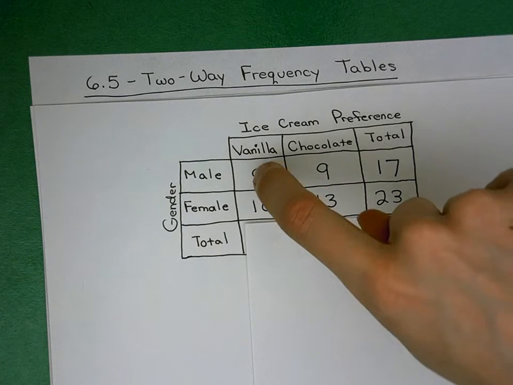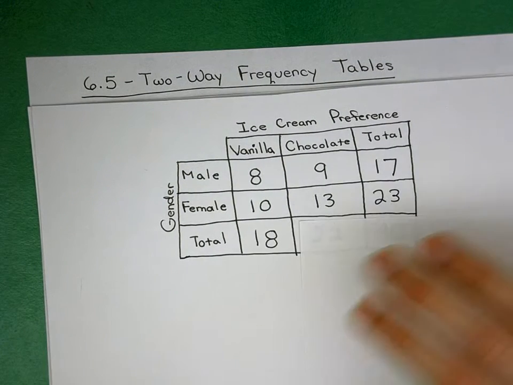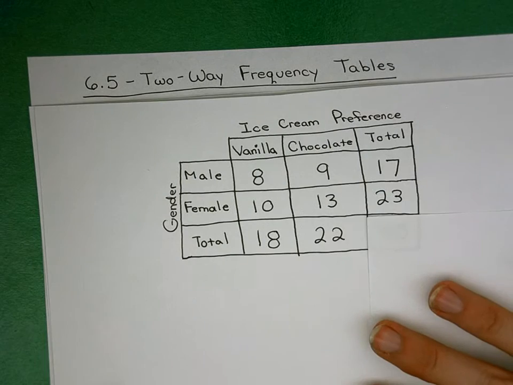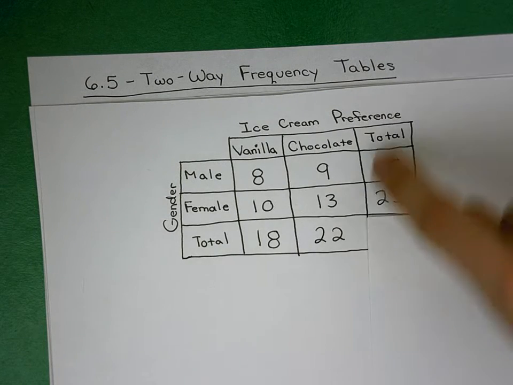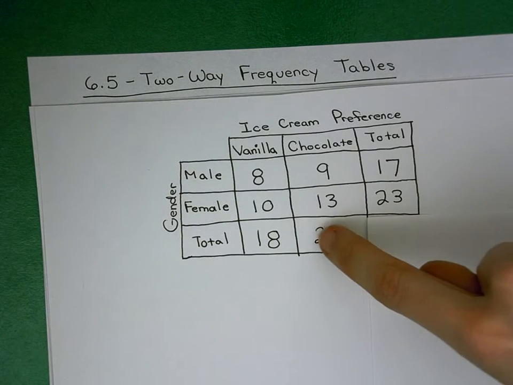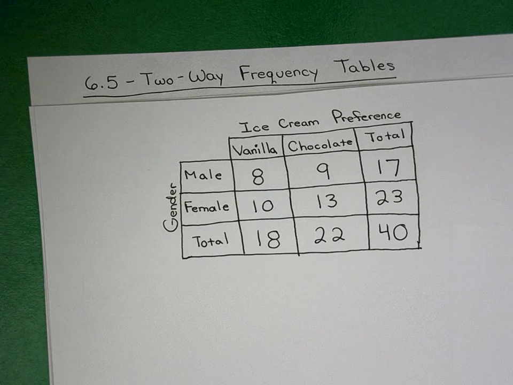And if 8 males prefer vanilla and 10 females prefer vanilla, that makes 18. 9 prefer chocolate, 13 prefer chocolate, that makes 22. And then to check that you've accounted for all of your data, both the 18 plus 22 and 17 plus 23 should add to 40. And again, that's called our grand total down here. That's the total number of people we've surveyed. Okay, so all of that's from last year.